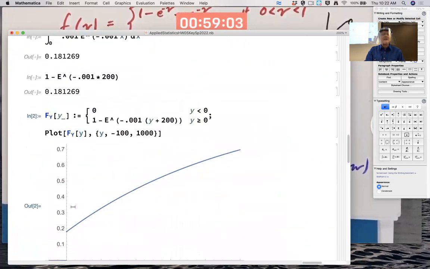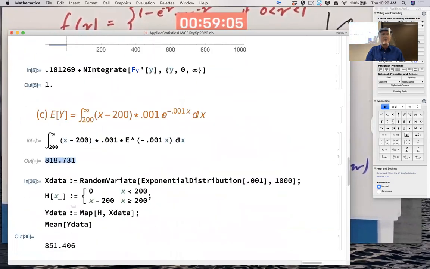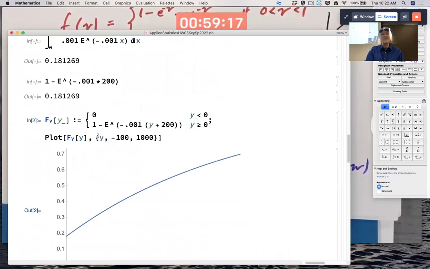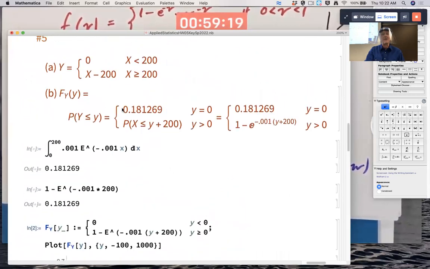So if you got 818 for the mean of Y for the deductible problem, that's what I got. I'm not positive it's right yet. I need to double check things. The CDF has a discontinuity at 0. The CDF value at 0, I got to be 0.18. So if you got that, that's good.